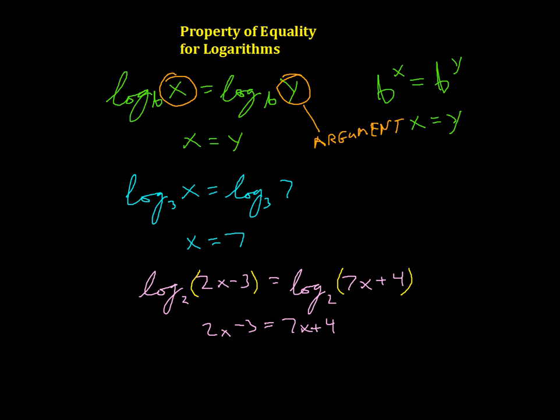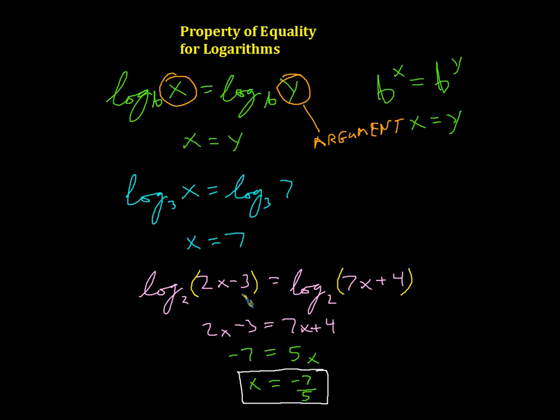Then we do the solving of a simple linear equation. We'll get 5x here if we subtract 2x from both sides. We'll get negative 7 over here if we subtract 4 from both sides. And then x must equal negative 7 divided by 5. Although it's kind of tricky, if you were to plug negative 7/5 into x on both sides, and you knew how to use a calculator to take a log base 2 of something, we'd be able to see that this side is equal to this side. So these are some of the benefits of having the property of equality of logs.